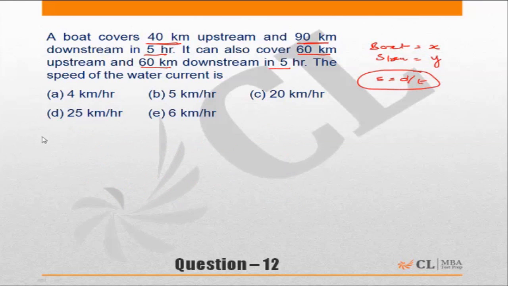The data given to us is that upstream 40 kilometers plus downstream 90 kilometers takes 5 hours. Similarly, the other piece of information is that 60 kilometers upstream plus 60 kilometers downstream also takes us 5 hours. Let us look at both these equations, and I will try to cancel out data based on the two equations.